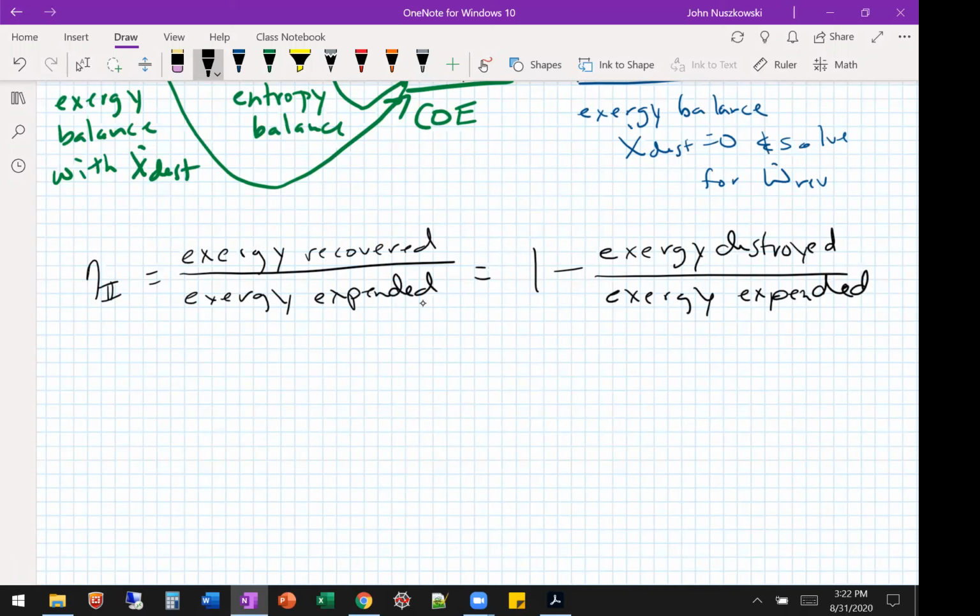Exergy destroyed is the reversible work. Well, actually, it's these formulas you put above. That'll be exergy destroyed. The expended, I don't know anything about that. Yeah. Is that the useful word? Which one? The expended?